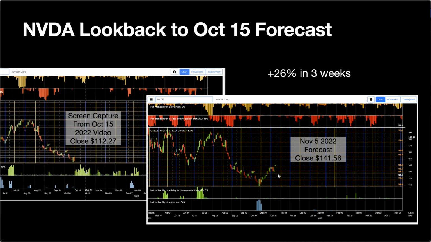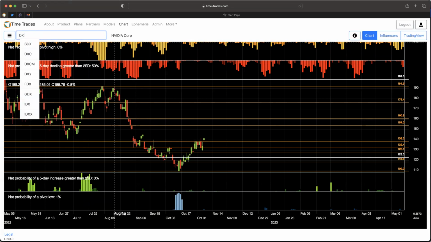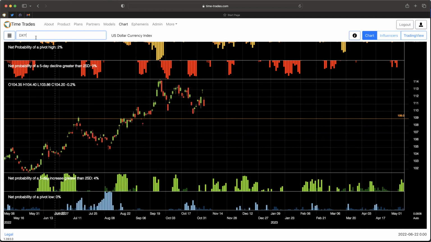Okay, so that's the update on NVIDIA. Let's go back and continue to look for confluence across the dollar and bonds. So when we look at the US dollar index, by the way, DXY is a new symbol in Time Trades, just added with our change of data provider. We switched over to a new data provider that is much better than our old one and gives us access to important symbols like DXY.